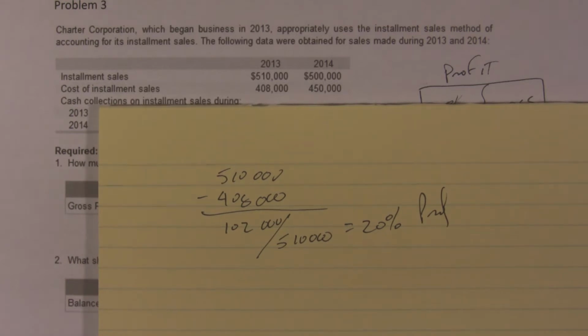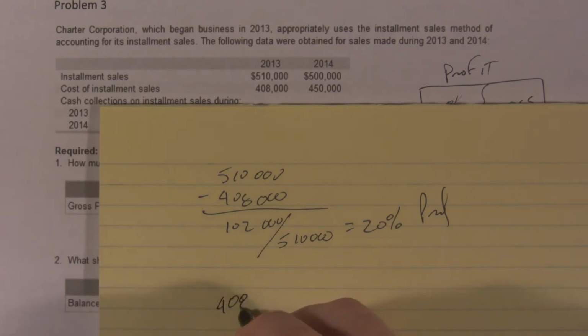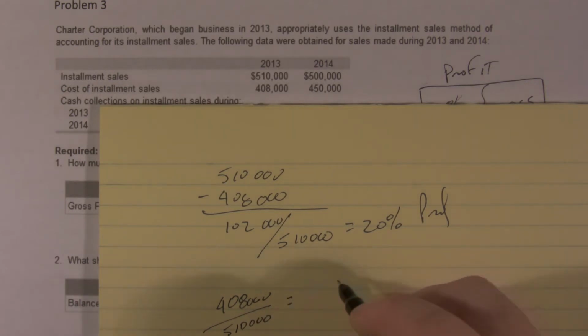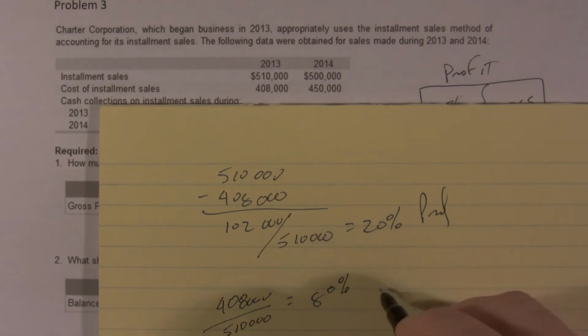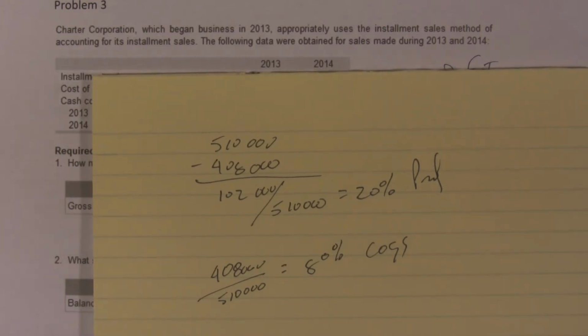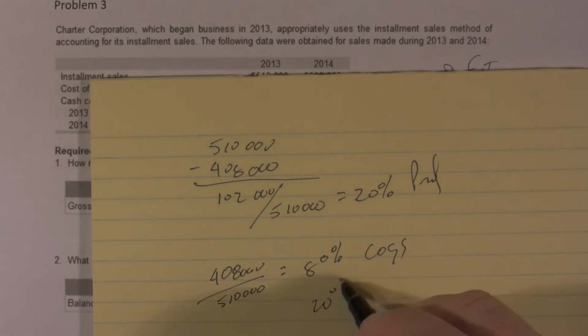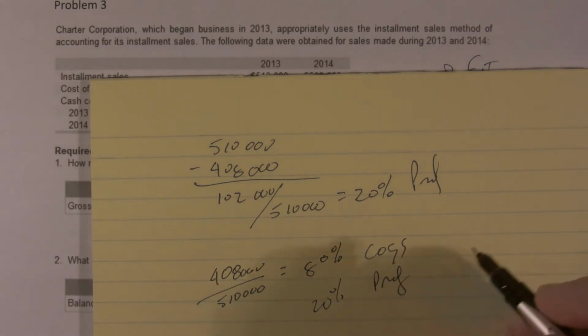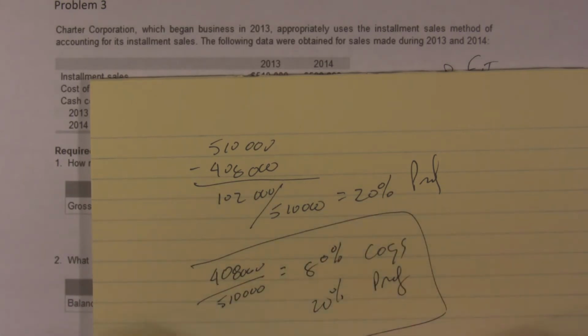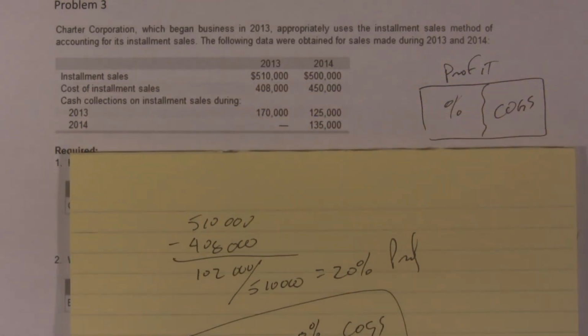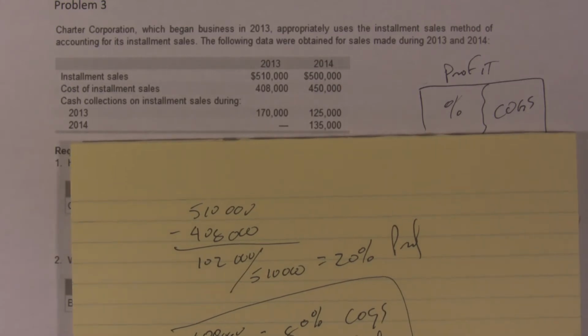Or, because I am really lazy and it's easier to do it this way, I would take the 408 divided by 510. That gives me 80%. That's my cost of goods sold. So if my 80% is cost of goods sold, then taking it from 100%, my 20% is profit. Either way will give you the same exact answer. I just like this way because it's a little bit easier. So what that tells you is for every dollar collected, 20% of it is profit.